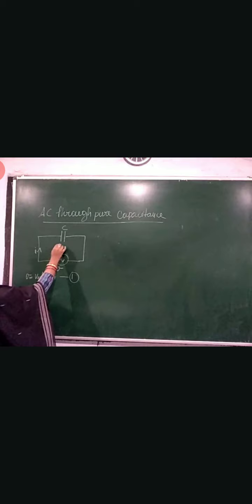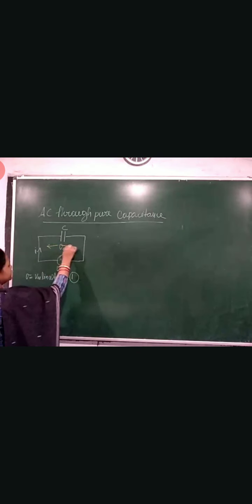When supply is given, current i is flowing through the circuit, due to which voltage Vc is induced in the capacitor. You know that charge stored by the capacitor is the product of capacitance and the voltage Vc. Take it as equation number 2. Now, you know that current is the rate of flow of charge, dq by dt. Now put the value of q from equation number 2, which gives i equals C dVc by dt.